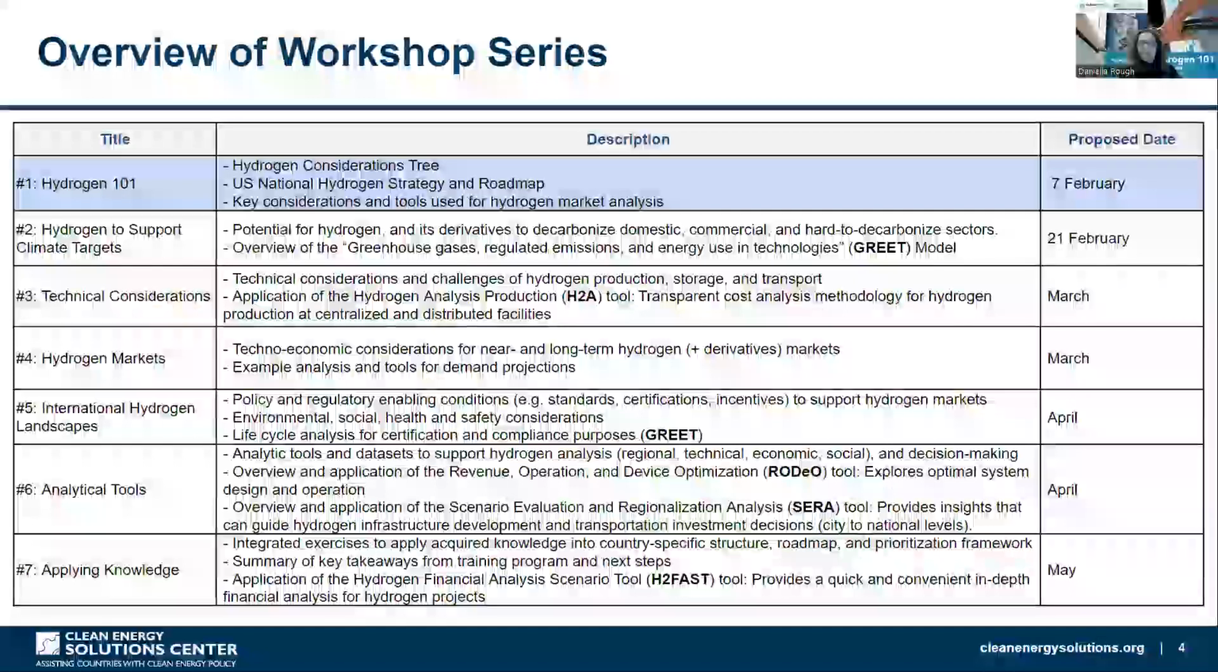We want to make sure we're all starting off on the same foundation, that we have the same basic understanding of why we're talking about hydrogen and why this is important in international dialogue. We'll present a high-level overview of the hydrogen considerations tree, and we'll explain what that is a little bit later. We'll also have a presentation on the U.S. National Hydrogen Strategy and Roadmap, and then we'll dive into some key considerations and tools used for hydrogen market analysis.